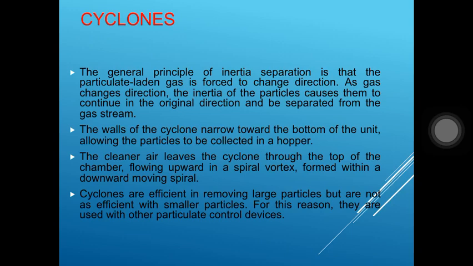Next is cyclone separators. The general principle of inertia separation is that the particulate laden gas is forced to change direction. As gas changes direction, the inertia of the particles causes them to continue in the original direction and be separated from the gas stream. The walls of the cyclone narrow towards the bottom of the unit, allowing the particles to be collected in a hopper. The cleaner air leaves the cyclone through the top of the chamber, flowing upward in a spiral vortex formed within a downward moving spiral.